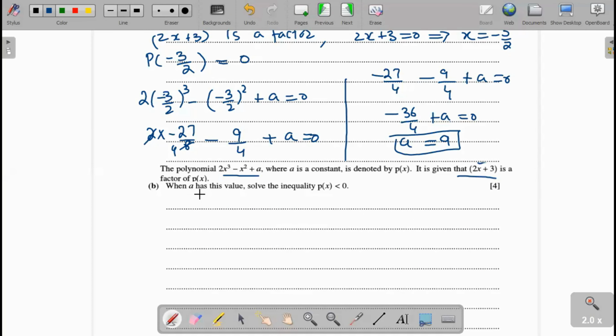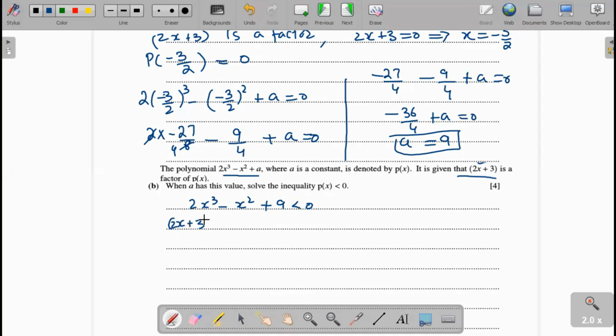Question 2, part B. When a has this value, solve the inequality p of x is less than 0. Now you see here, this is the polynomial 2x cubed minus x squared plus a. The value of a is 9. That is less than or equal to 0. We know 2x plus 3 is a factor of this polynomial.